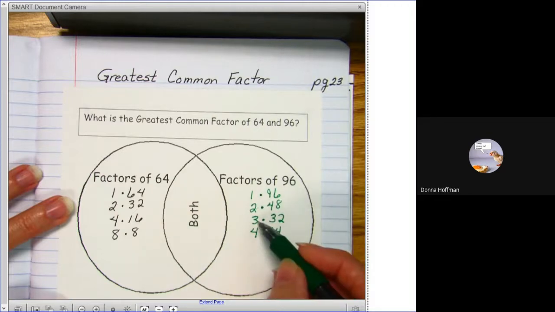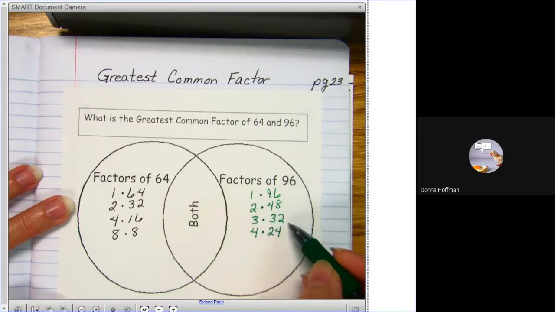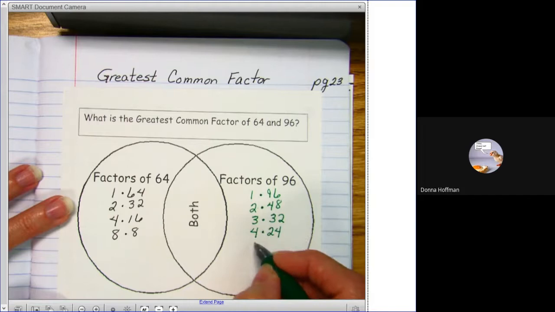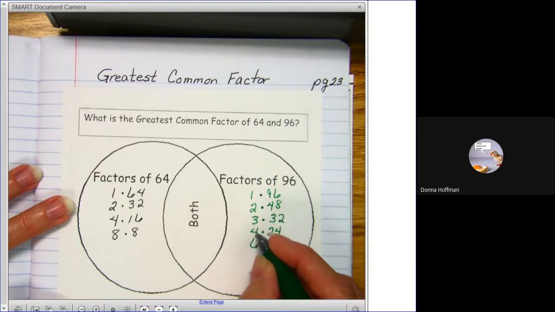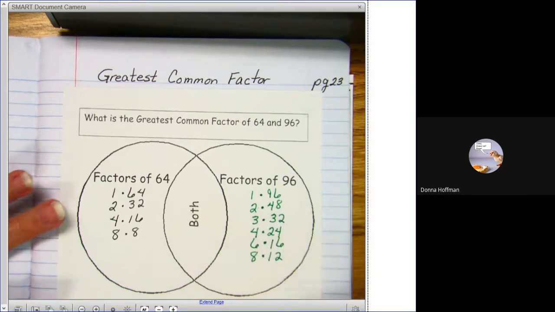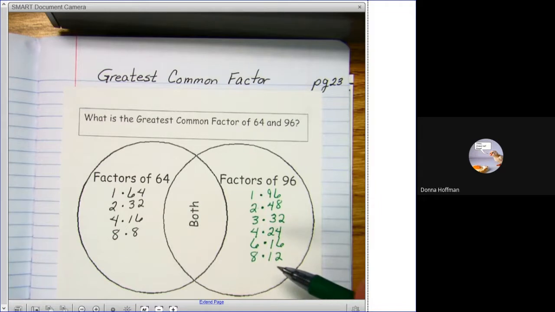And then I could look at double this, half that. Double the 3 would make it a 6, and half of 32 is 16. And then double 4 would be 8, and half of that would be 12. And that's probably all of them because they'll start flip-flopping around. Yep, that's all of them.